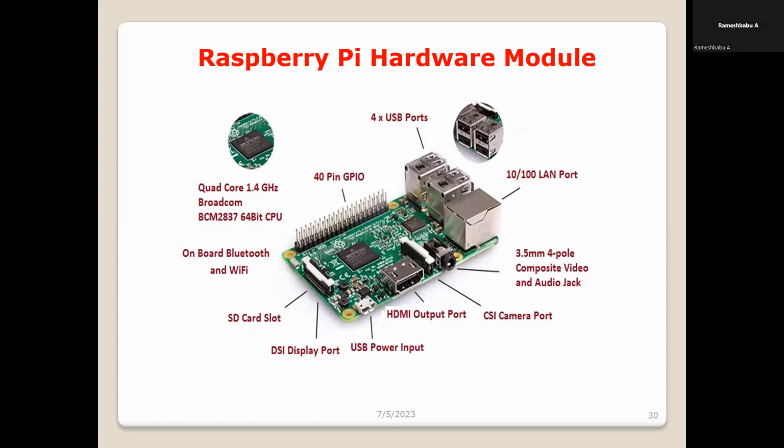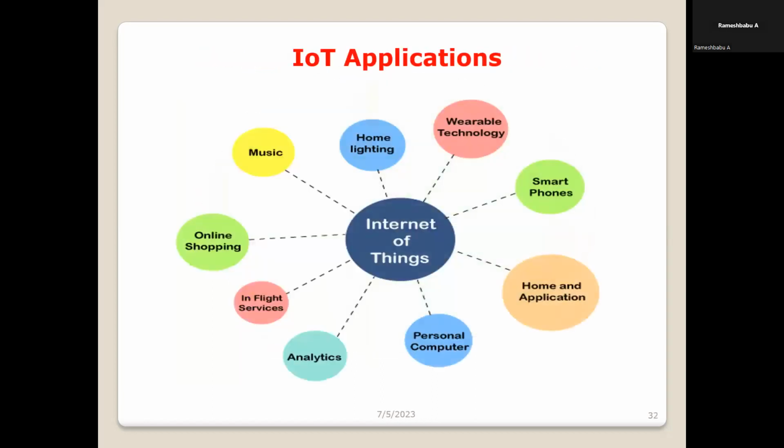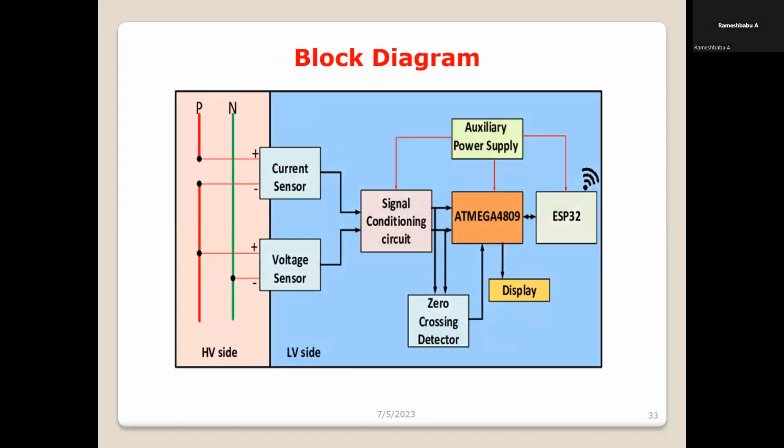Dual display support with resolutions up to 4K via a pair of micro HDMI ports, hardware video decode at up to 4K, up to 4 gigabytes of RAM, and dual band wireless LAN. So these are the main features of the Raspberry Pi. In IoT applications, we use it for home lighting, wireless technology, smartphones, home appliances, personal computers, analytics, flight services, online shopping, music, and all.